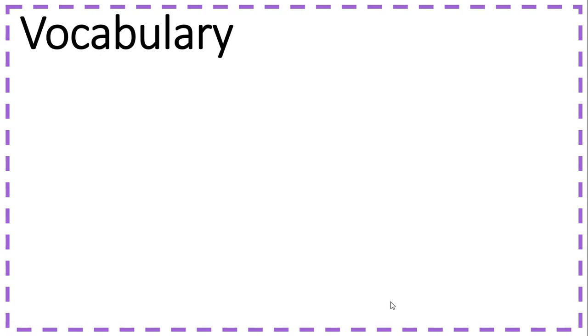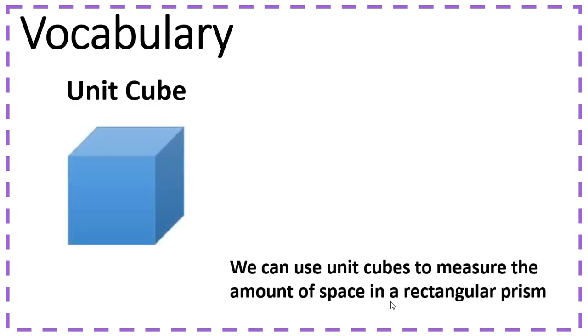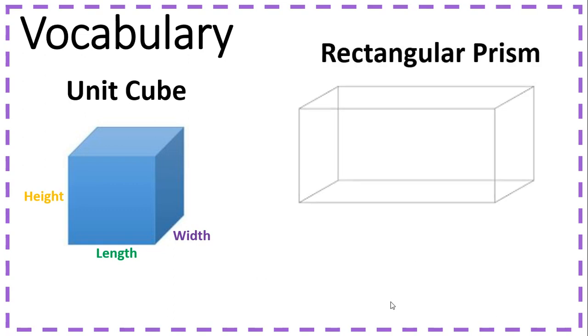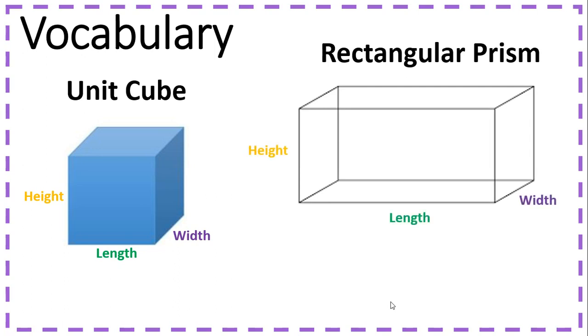Now let's review some vocabulary. Here we have a unit cube. We can use unit cubes to measure the amount of space in a rectangular prism. A unit cube has length, width, and height. We can use these to fill a rectangular prism to find its volume. The rectangular prism also has length, width, and height.